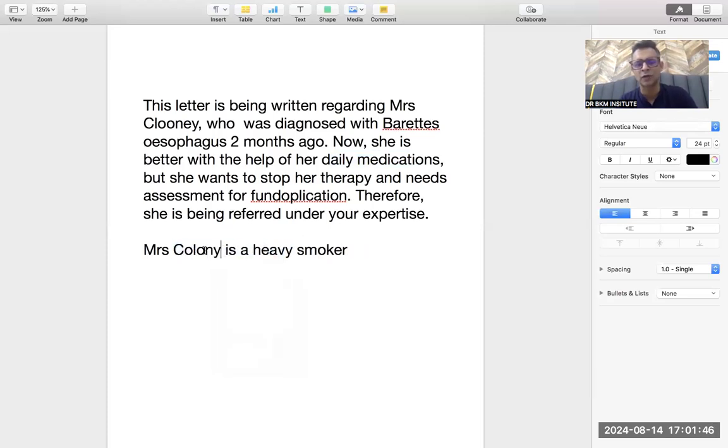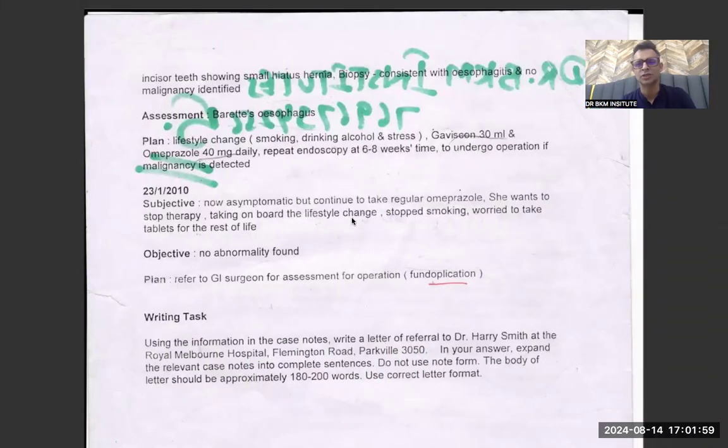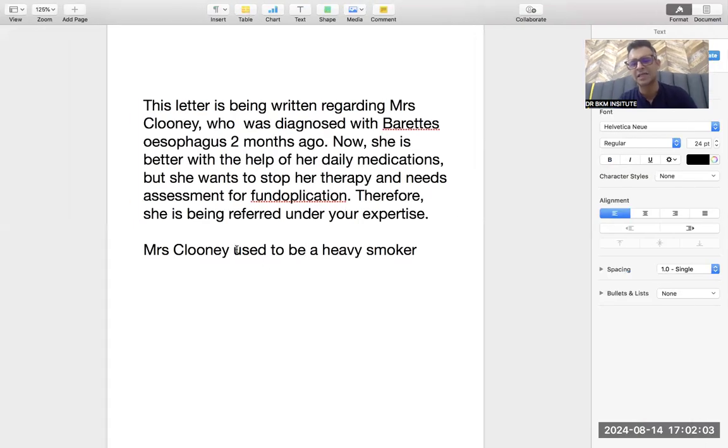I taught you one thing, that people sometimes do it wrong. The person who will write "is a heavy smoker" is wrong, because she used to be a heavy smoker. Why? Because now she has quit smoking, stopped smoking. This is the tense that will give you marks. "She used to be" means she was a heavy smoker, but now she has quit smoking. This will give you marks. So small things give you marks.